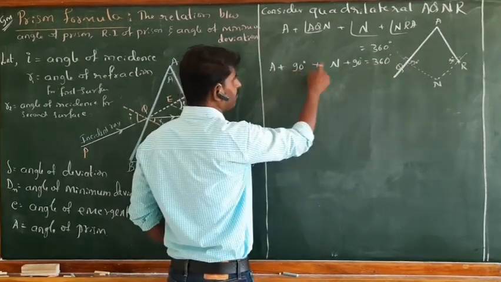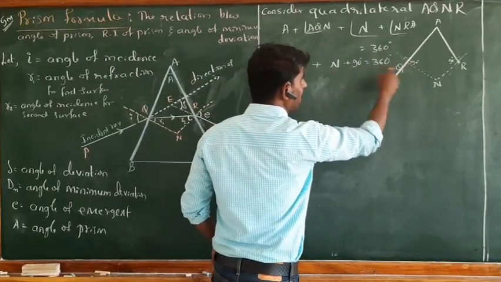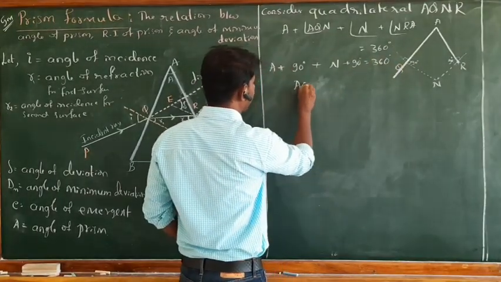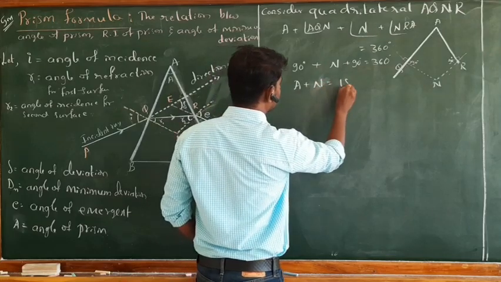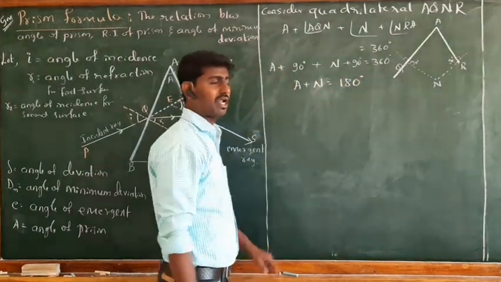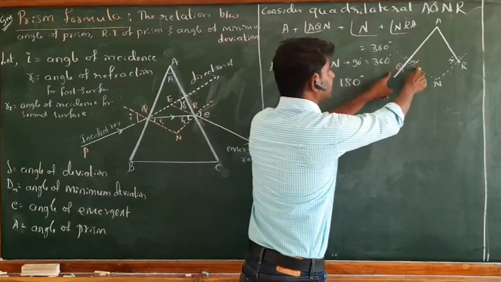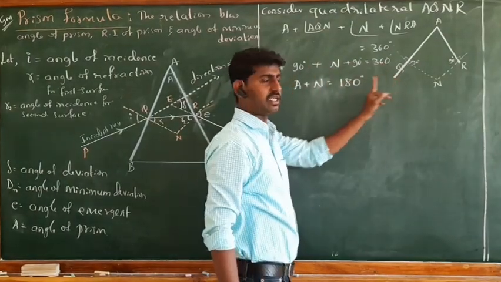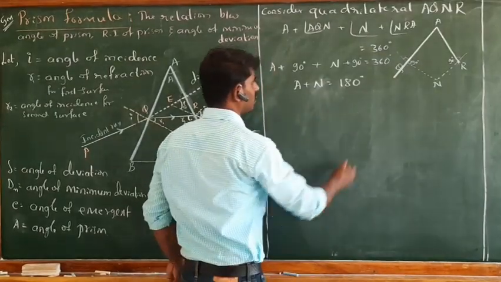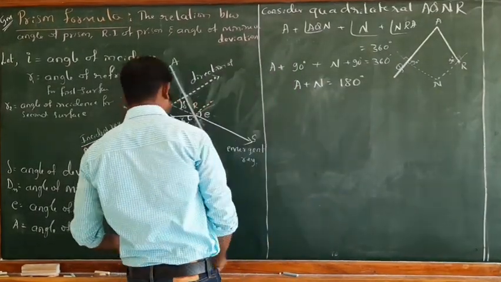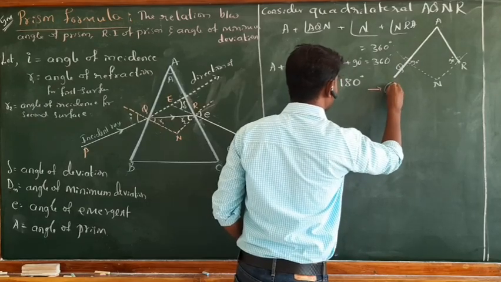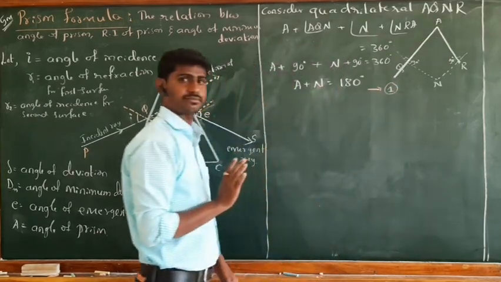Okay, now 90 plus 90, 180. If I take this to the right hand side, 360 minus 180, so now A plus N is equal to 180 degree. What I did, I shifted this 90 to this side, and this 360, then minus 180. So now A plus N is equal to 180 degree. I call this equation number 1. Is it clear?